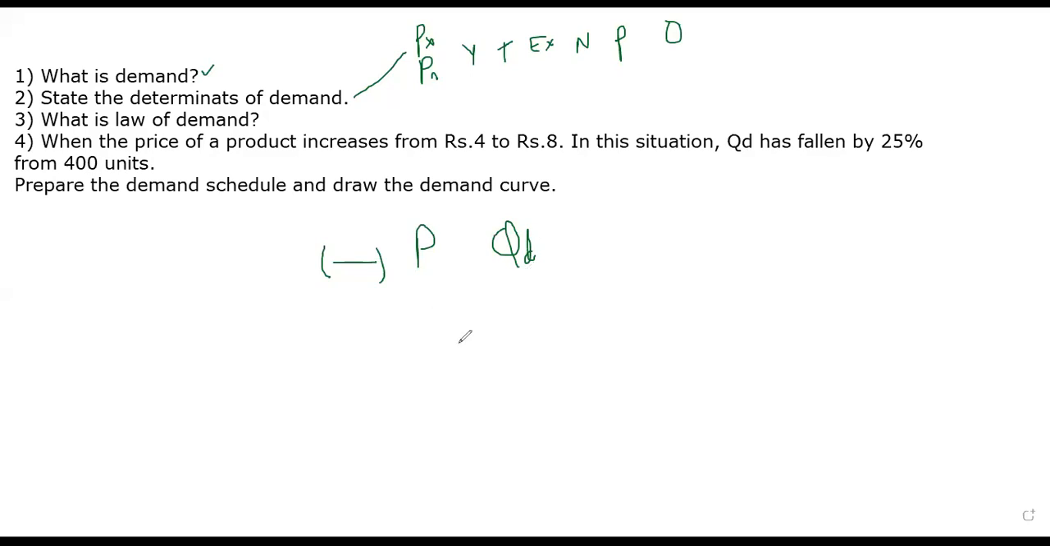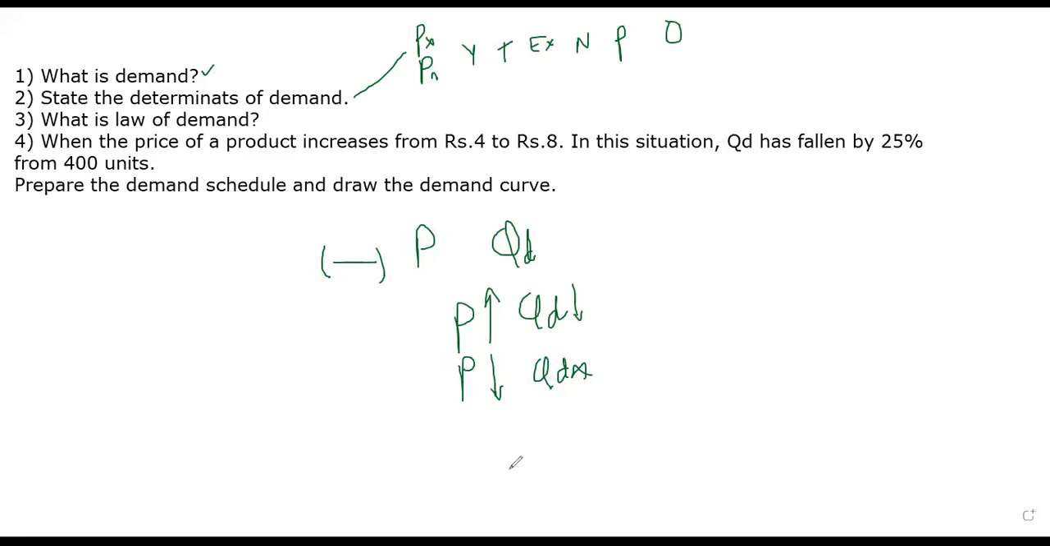That means when the price of a product increases, quantities demanded will decrease. When the price of a product decreases, quantities demanded will increase. You understand? The price increases, QD will decrease. When the price decreases, QD will increase. That is the one we say law of demand.